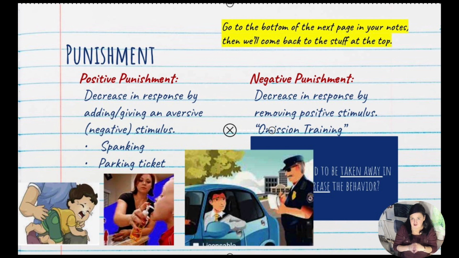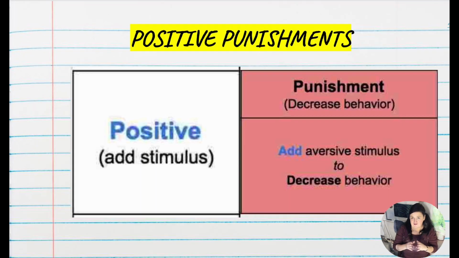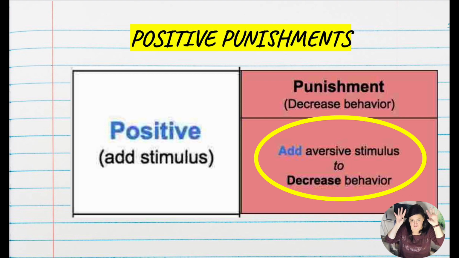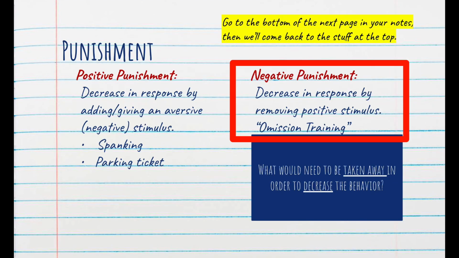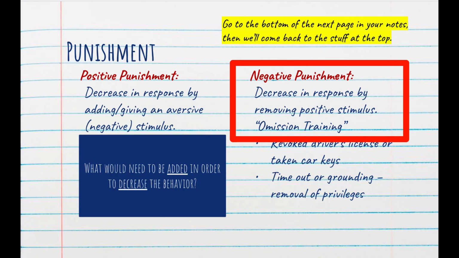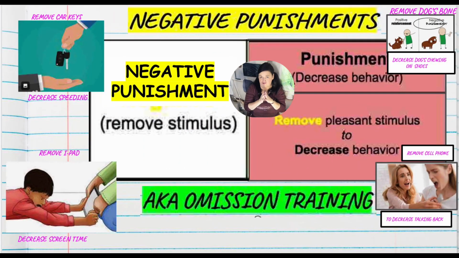So you add soap to take away the aversive stimuli of cursing. Okay, so positive punishment is getting the aversive or unwanted behavior to decrease. The goal is getting the behavior to stop, or at least to make it happen less often. Okay, the last one is negative punishment. Negative punishment is a decrease in the response by removing a positive stimulus. This is also called omission training, okay?